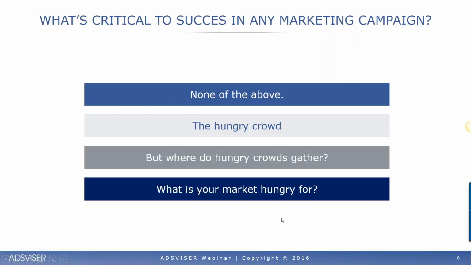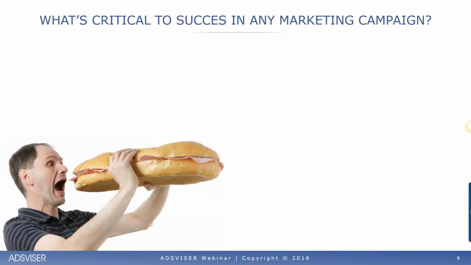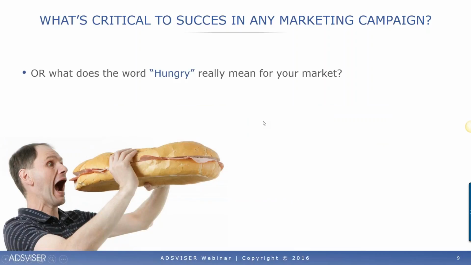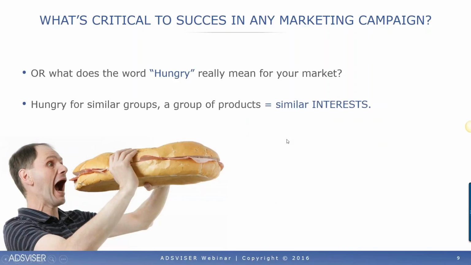And what is your market hungry for? Okay, we know that, in the dating game, a lot of dating experts say that you need to go to the supermarkets to try and find women, or another example of sports or clubs, or Sharon Roble says food courts and Costco. So what we need to do is try and find the hungry crowd, and that's why we are here today. So what's critical to success in any marketing campaign? Let's try and find what the word hungry actually means for your market. So who are the people that are hungry for similar groups or a group of product?